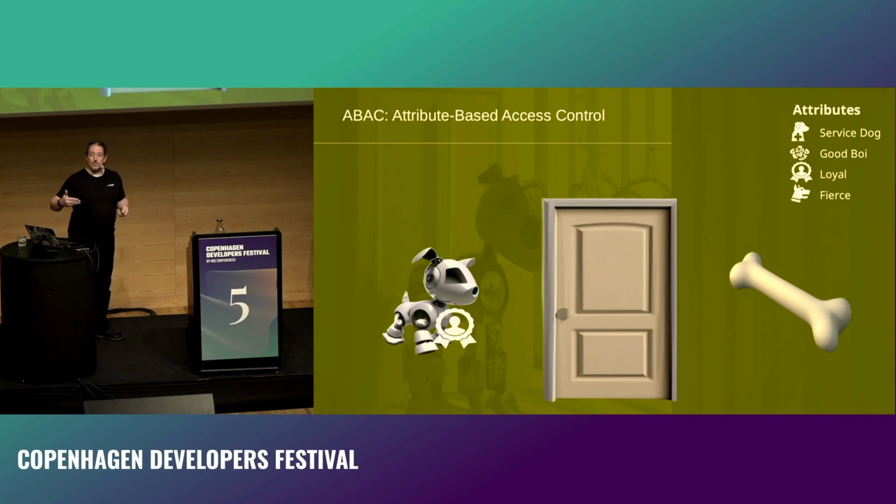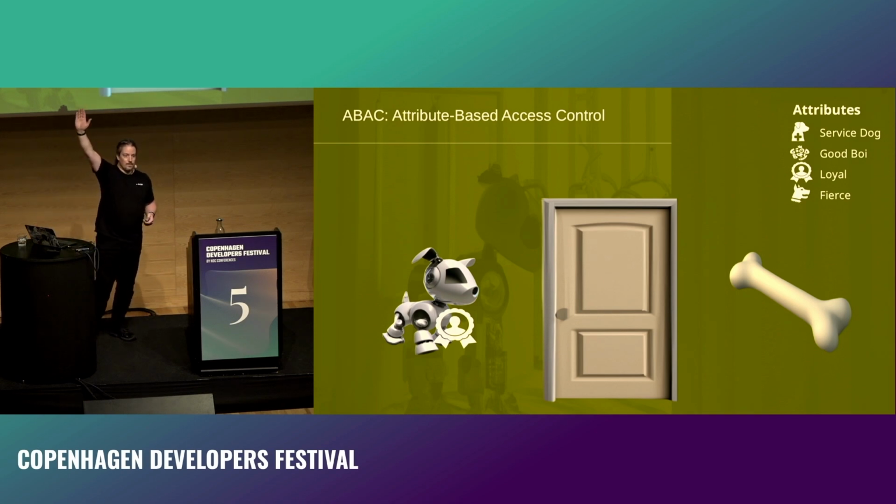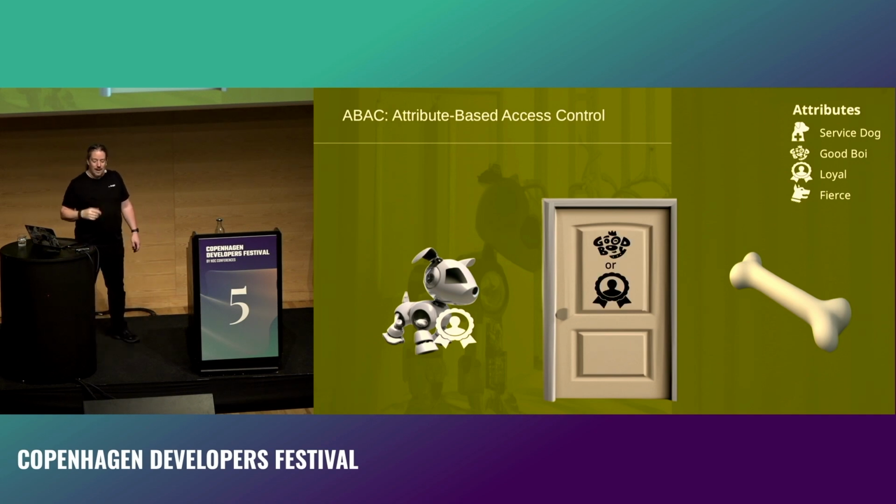And now we're going to define some rules about whether or not Min can get access to the bone. Now, who thinks service dogs should be allowed to have bones? Wrong. They are working animals, and they do not get a bone. Full stop. It's not a hill I will die on. I think the good boys and loyal dogs should get access to bones because they are living within the expectations of the societal environment in which they exist. So therefore, they get treated.